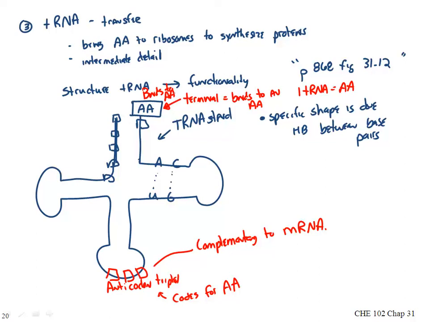And so it's acting as the intermediary between the mRNA and the amino acid. And then these other 2 arms are basically hooks for the ribosome and other enzymes.